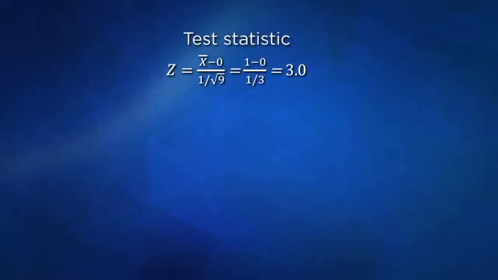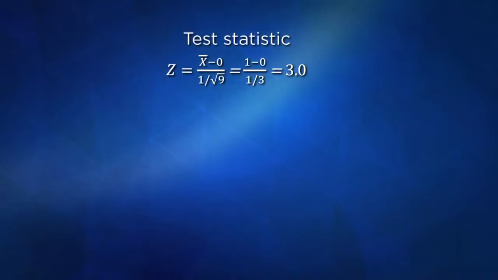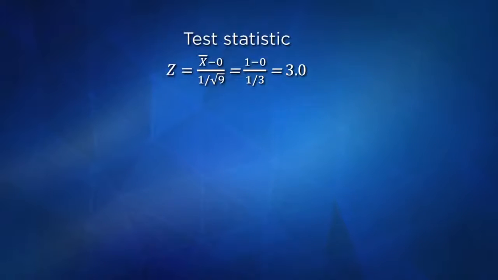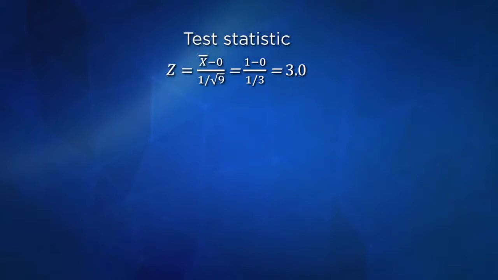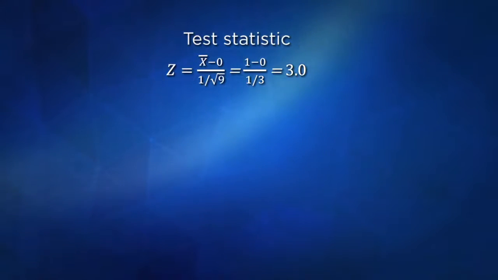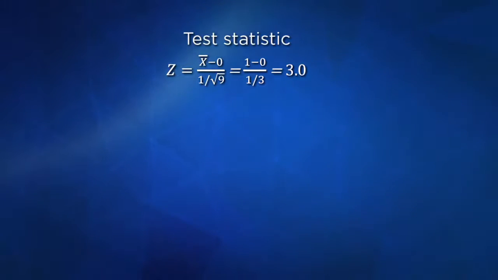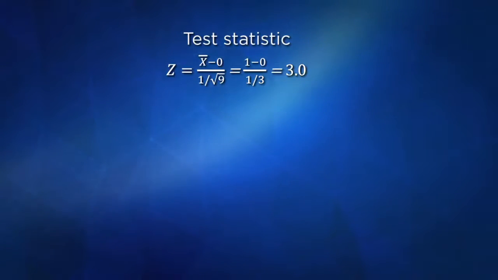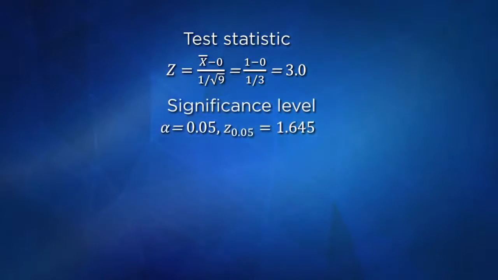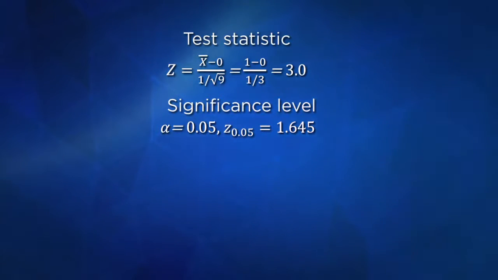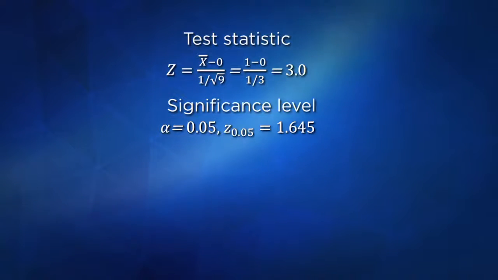So we want to see, is this data strong enough to reject the null hypothesis, to reject that it came from a population with a mean of 0? All right, first we need that test statistic, that z value. That's x bar minus the mean under the null divided by sigma over square root of n. Plug in our values, we get 1 minus 0 divided by 1 over the square root of 9, which gives us 3. Here, for our significance level, we can use an alpha of 0.05, and we get a critical value, z alpha of 0.05, of 1.645.